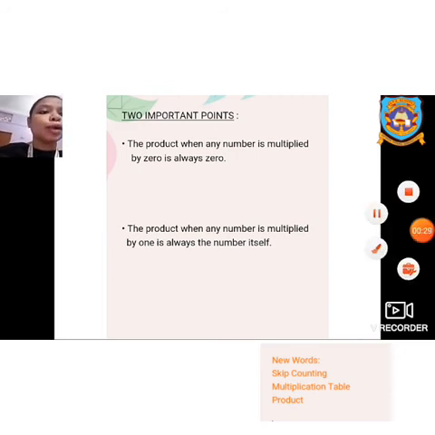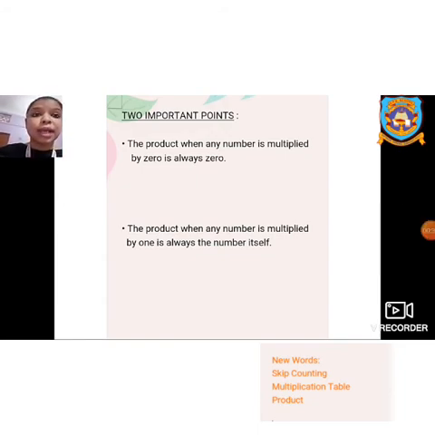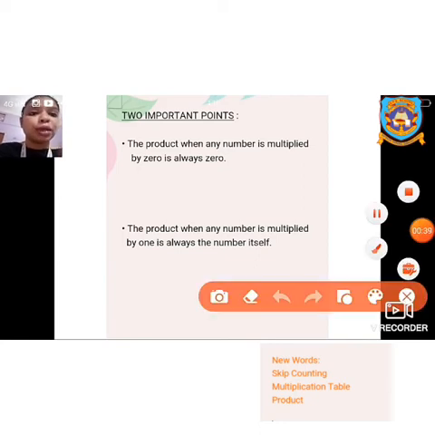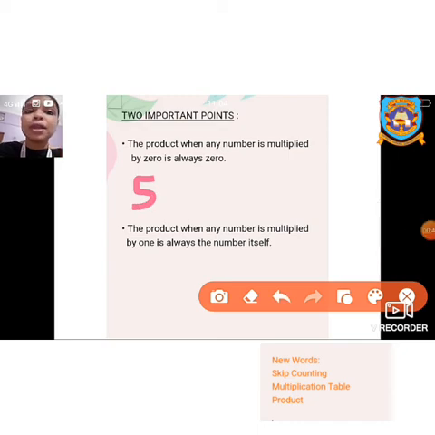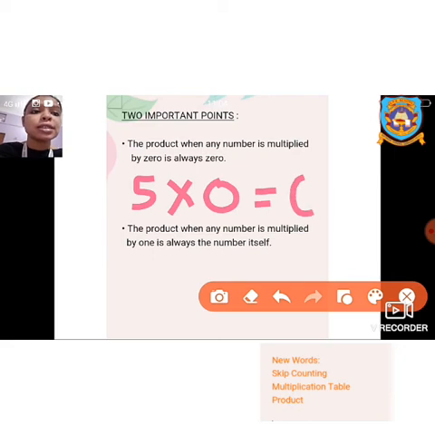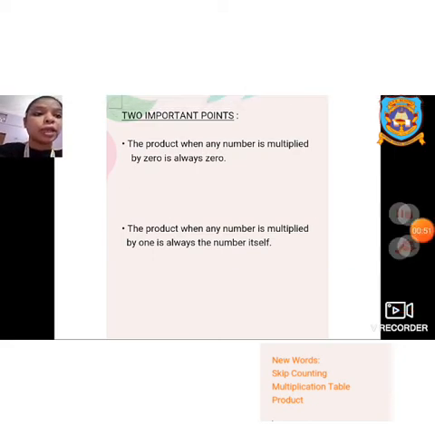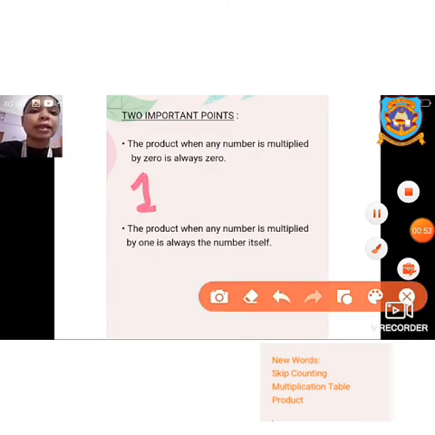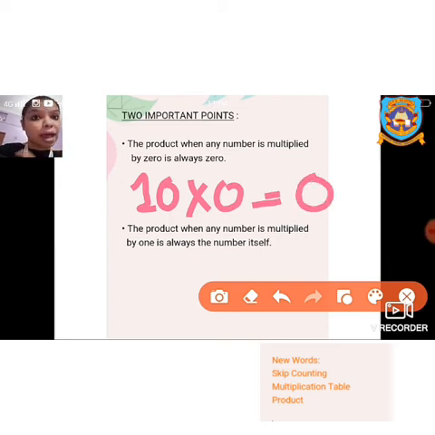Okay, now what is the point given here? The product when any number is multiplied by 0 is always 0. Suppose you take a number, suppose 5, and you multiply 5 with 0. The answer is 0. Any number you multiply with 0, you will get 0. If you multiply, suppose, 10 into 0, the product will be 0. That means the answer will be 0. Alright, this 0 is known as the product.